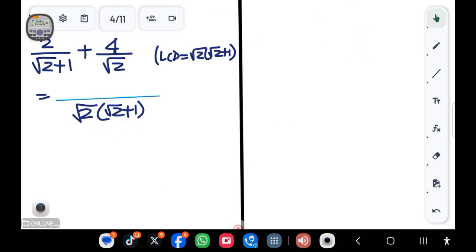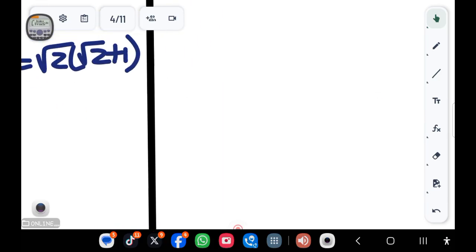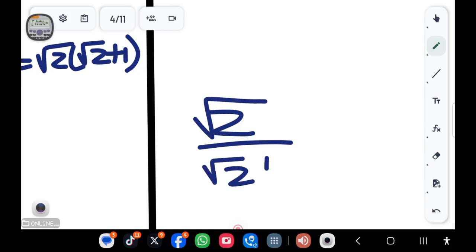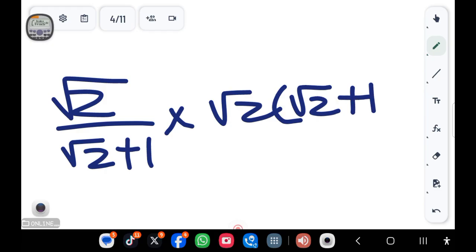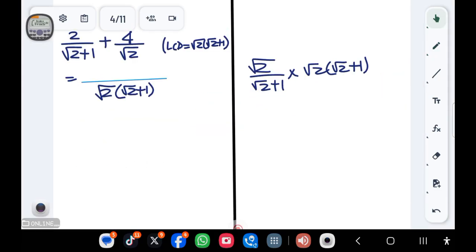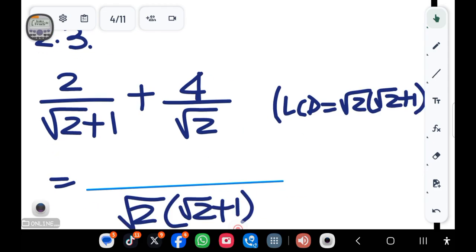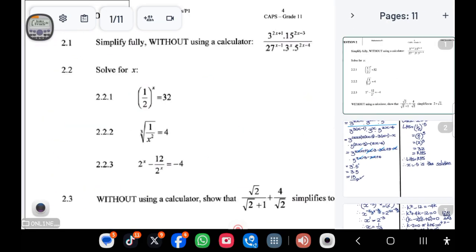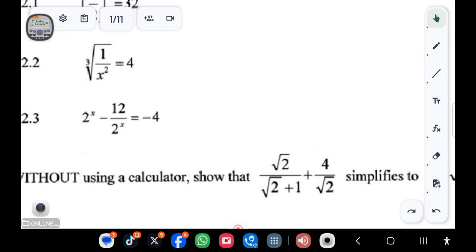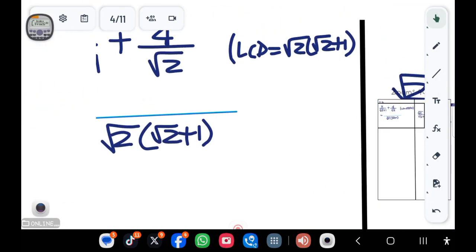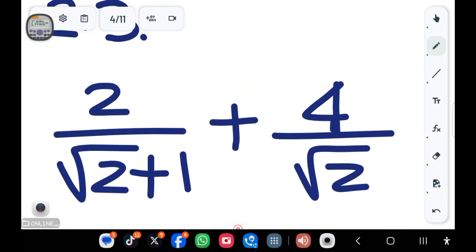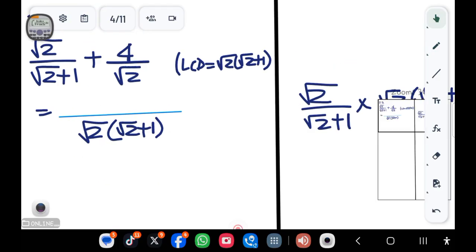Now we multiply both fractions by that. So square root of 2 over square root of 2 plus 1, we multiply that by the LCD. The LCD is square root of 2 in brackets, square root of 2 plus 1. Right now, what happens is this 2 or square root of 2. Let me just go back and verify. I think it's square root of 2. It looks like I made an error there. Yes, let's fix that. Sorry about that. Okay, it's square root of 2. We need to fix that because it could alter our solution, and we don't want that to happen.